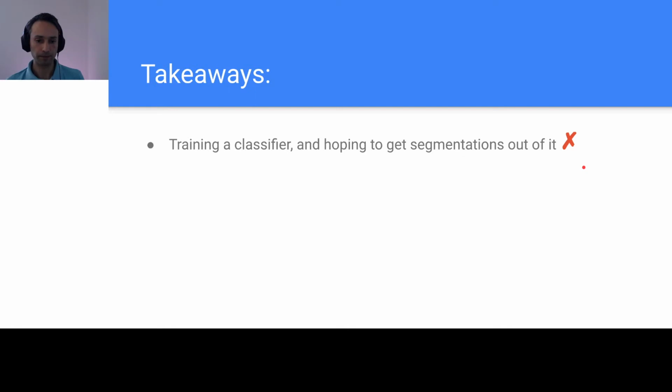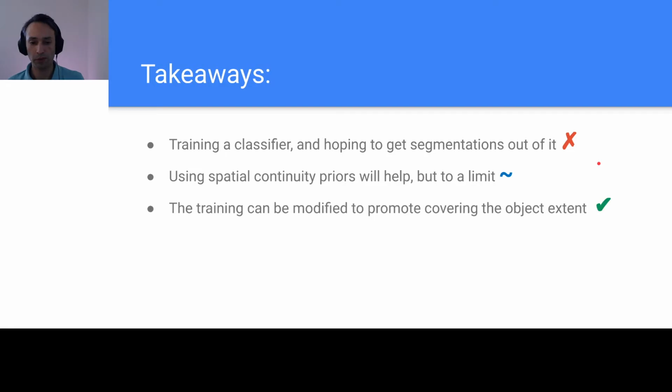So some takeaways from this section are that if you're going to just train a classifier and hope to get segmentation after that, you should consider that this might not work at all, and something else needs to be done rather than just train and pray. There are some techniques that have been used to force special continuity priors. This will help a little bit, but only so much. They don't provide a dramatic change to the results. What seems to help even more is to actually change the training procedure to force the model to cover better, and also to respect the object boundaries better.